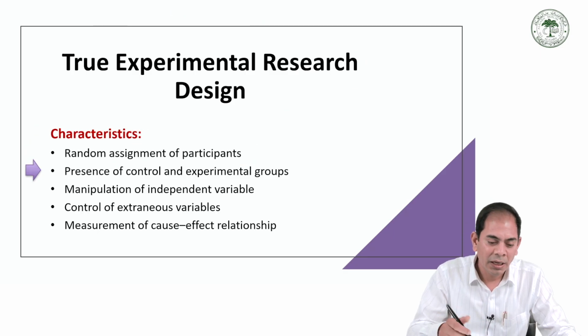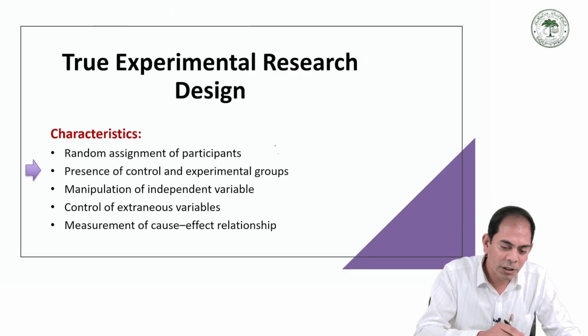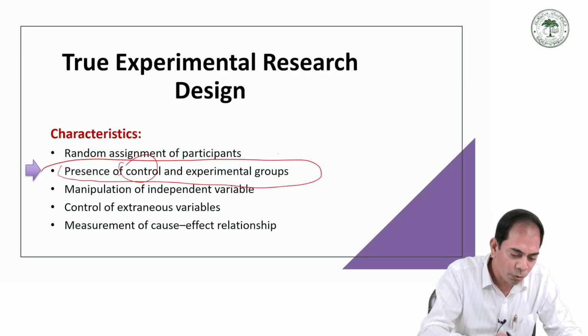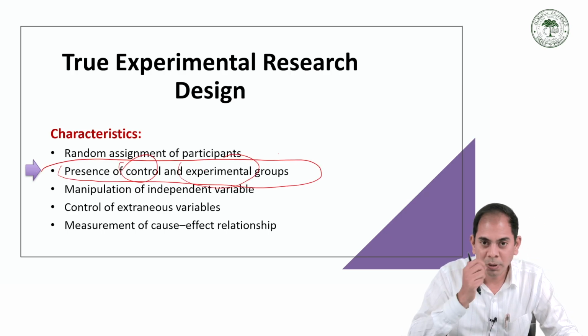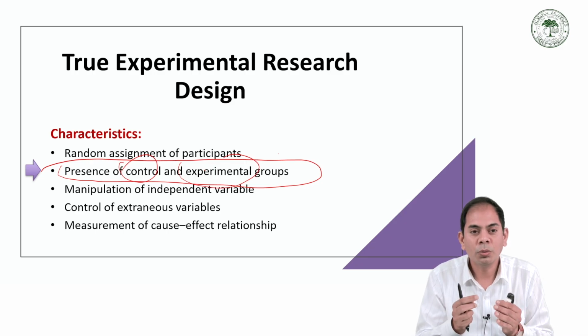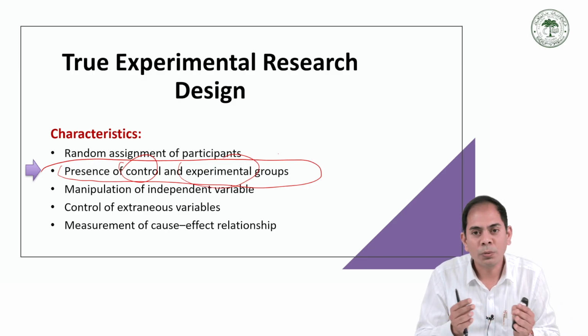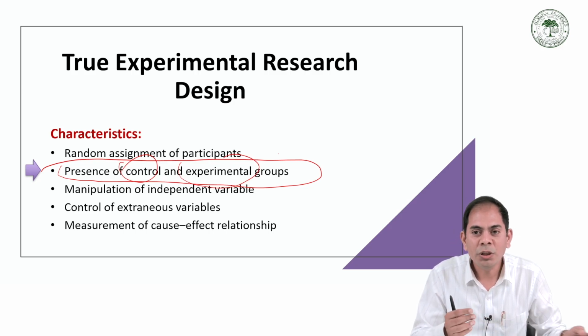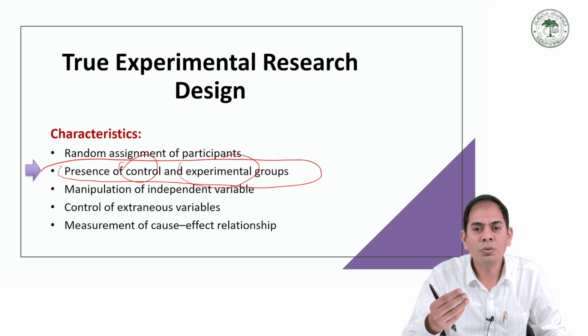The next important characteristic of experimental research design is the presence of a control group and an experimental group. It means both groups are present: one group is the experimental group, and one is the control group. Experimental research, true experimental research, generally uses two groups.